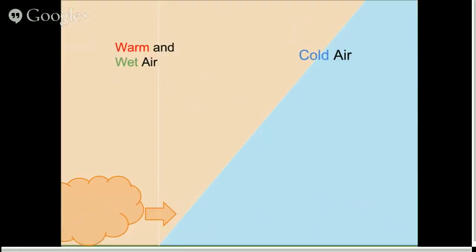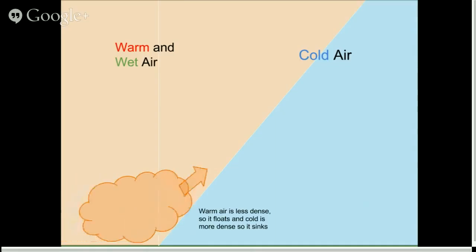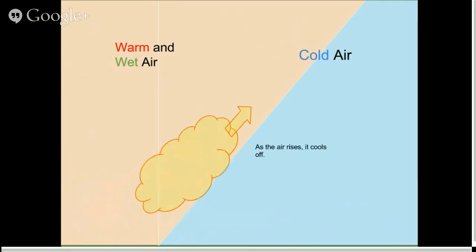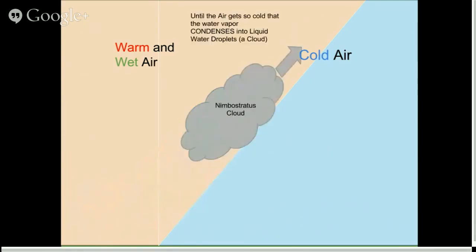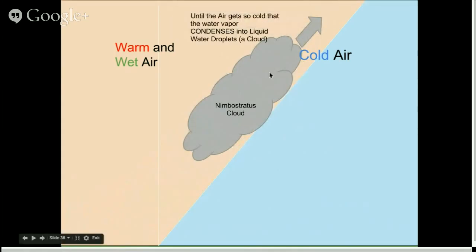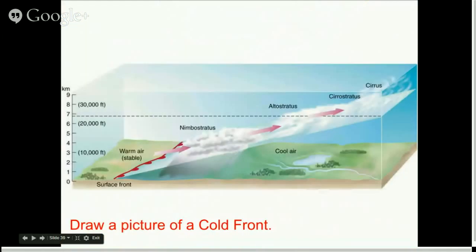I made kind of a quick thing that'll turn into a GIF later, but you have the warm air starting to rise because it's less dense. It cools off as it rises until it turns into a cloud. The water vapor condenses into a liquid. This is a cloud, and then it'll start to rain. Okay, that's a warm front. Draw a picture of a warm front.